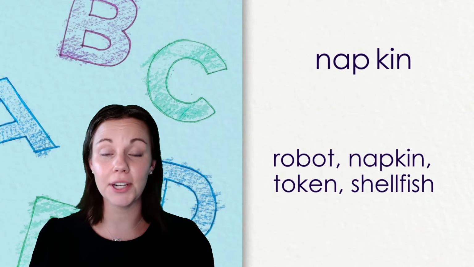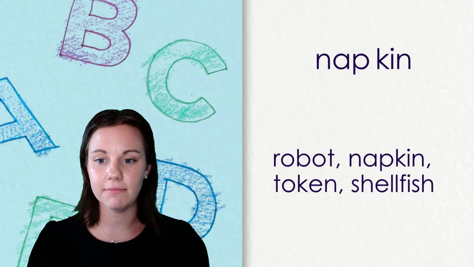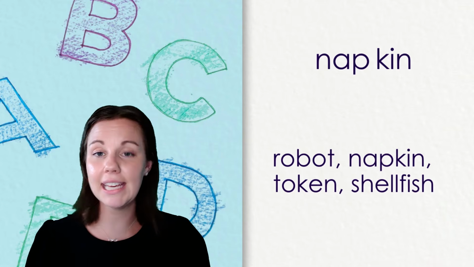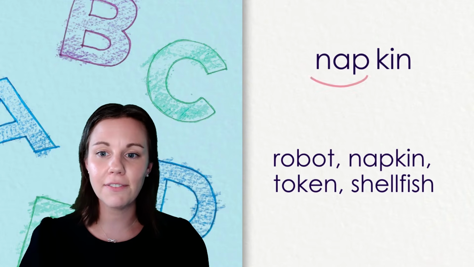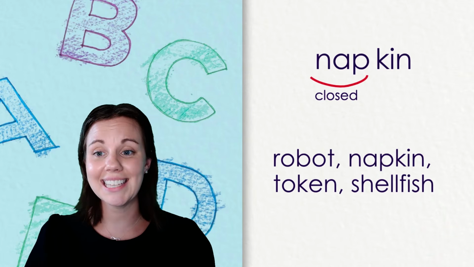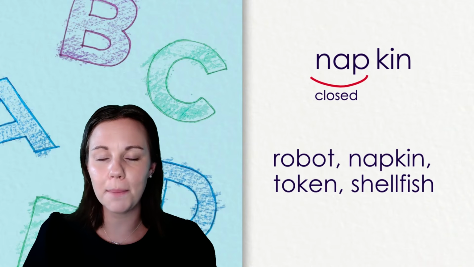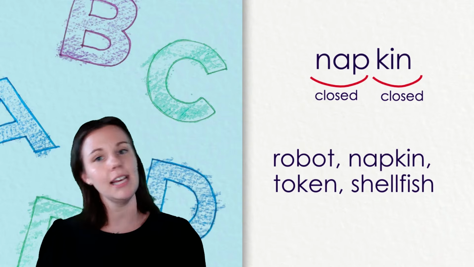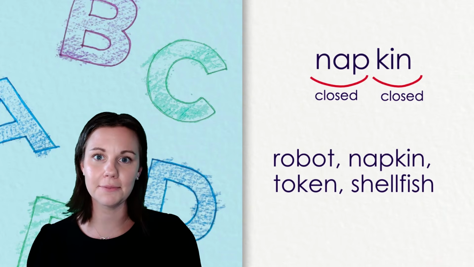Now let's dig into the word napkin. Say it. Napkin. I notice that nap is a closed syllable. That P is closing in the A, so it makes a short vowel sound. We have closed as our first syllable. Let's take a look at the second syllable, kin. The N is closing in that I, so it makes a short vowel sound. Again, we have a closed syllable. Do you see another word in our list that has 2 closed syllables?